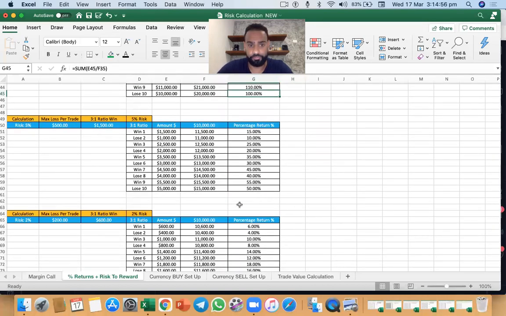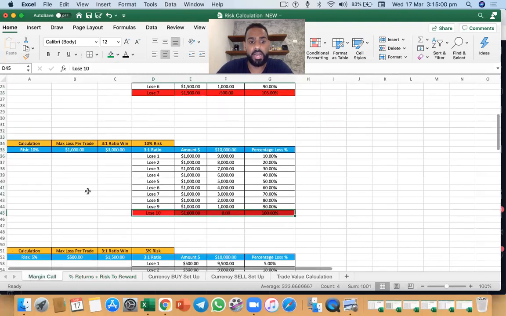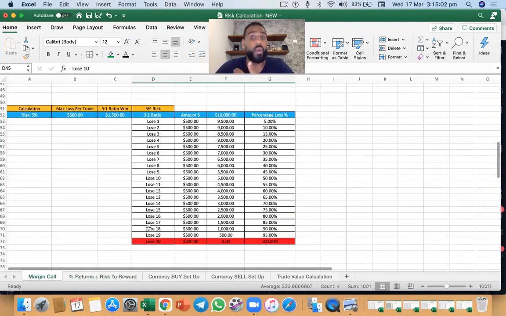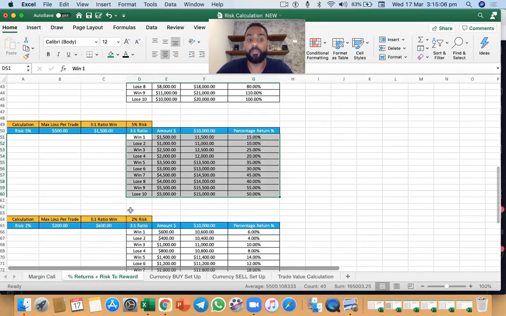5% risk. Again, we take 10 trades. We know with a 5% risk, we now have 20 trades until we lose our account. Never going to happen. But again, the most important thing is, guys, we're making 50% return on our money.